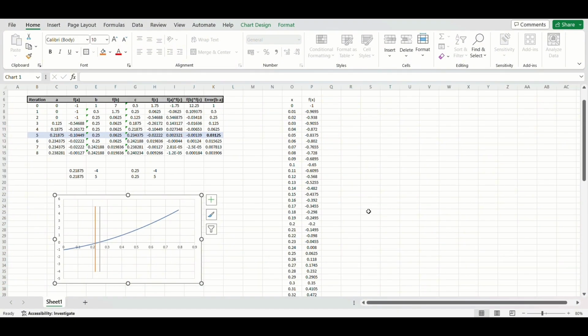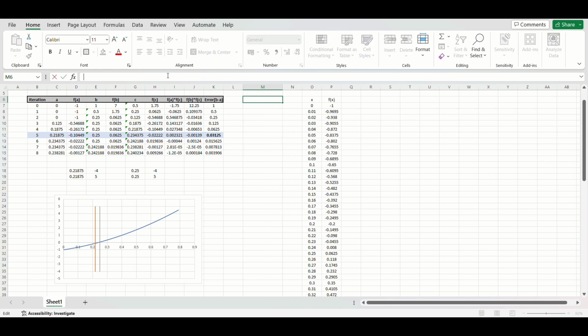Next, we will create the table for the graph. The values we will insert for x are 0.01, 0.02 and so on, while f(x) is the value of the equation for each value of x. From this table, we can create the graph that we need.